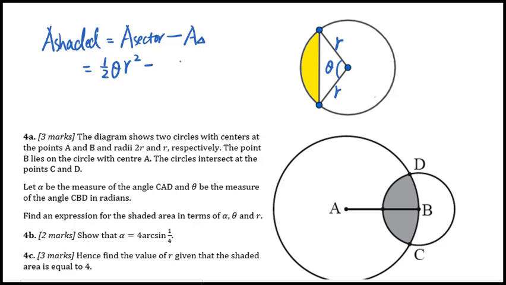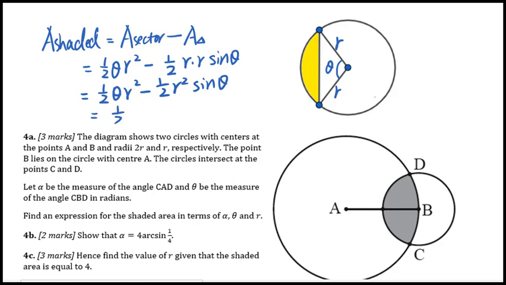Then minus the triangle area, which is 1/2 AB sin C. A is R, B is R, and the angle is theta. So you have 1/2 theta r squared minus 1/2 r squared sin theta. I will take 1/2 r squared outside. You will get theta minus sin theta. Try to memorize this formula for this shaded area. We got to use it in question 4.